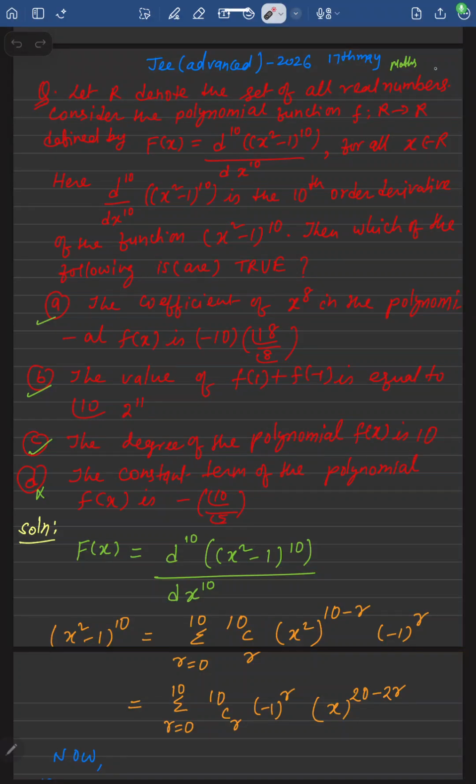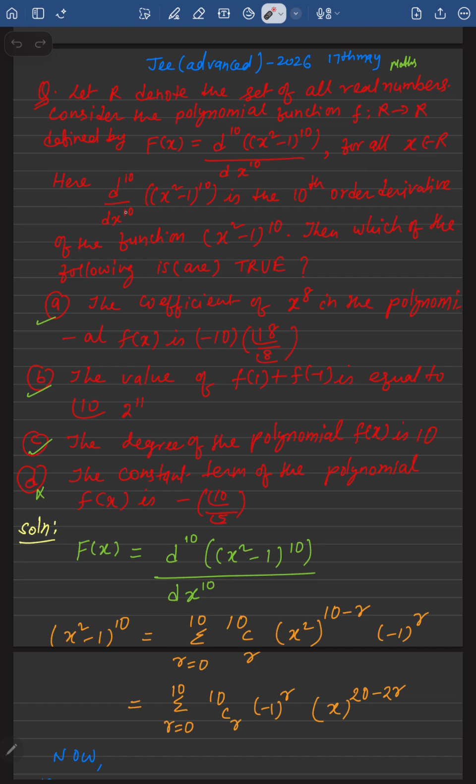Today I'm going to discuss this question which just came in JEE Advanced 2026, 17th May, Mathematics. The question is like this: let R denote the set of all real numbers. Consider the polynomial function f from R to R defined by f(x) is equal to the 10th derivative of (x square minus 1) whole to the power 10, for all x belongs to R.